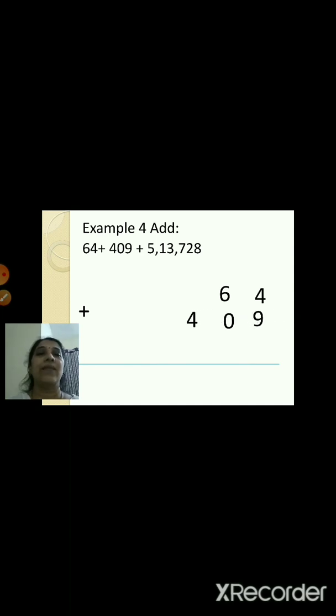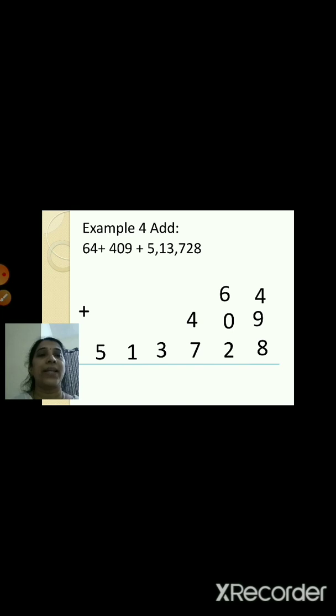Next set is 5,13,728. So 8 in the units place, 2 in the tens place, 7 in the hundreds place, 3 in the thousands place, 1 in the 10,000s place, and 5 in the lakhs place. Now let's add them up.